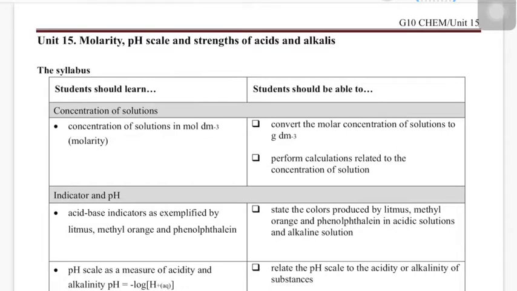Today we are going to start Unit 15, Molarity, pH scale, and strengths of acids and alkalis.